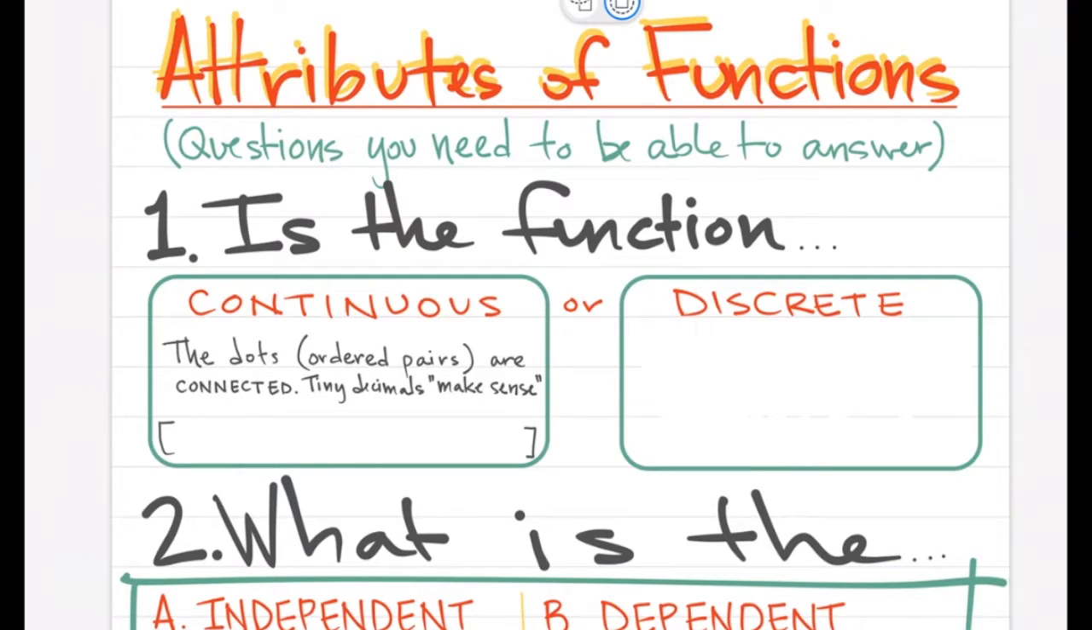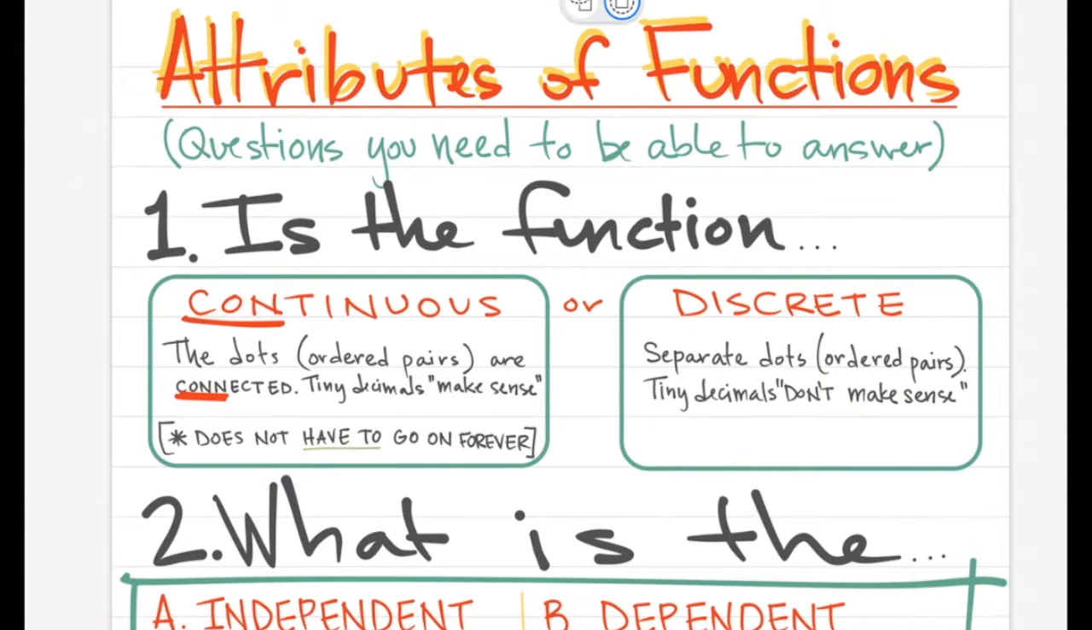Now, a common error that students make is they think if the function ends, then it's not continuous, because continuous, when we talk generally, means it goes on or it continues forever. Not with functions. Continuous functions can end. They don't have to go on forever. They just have to be connected. So the thing that I want you guys to highlight here is the CON. Continuous, think connected.